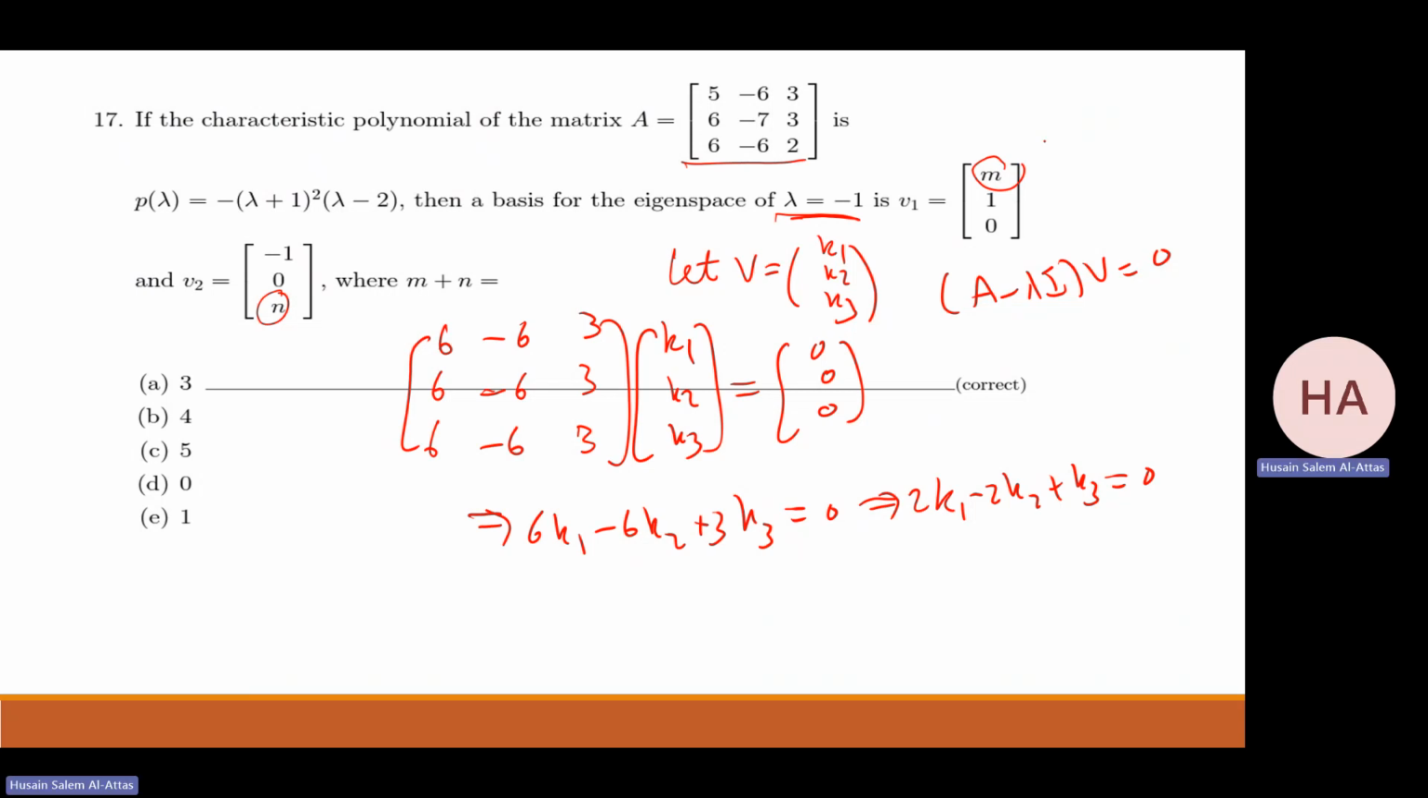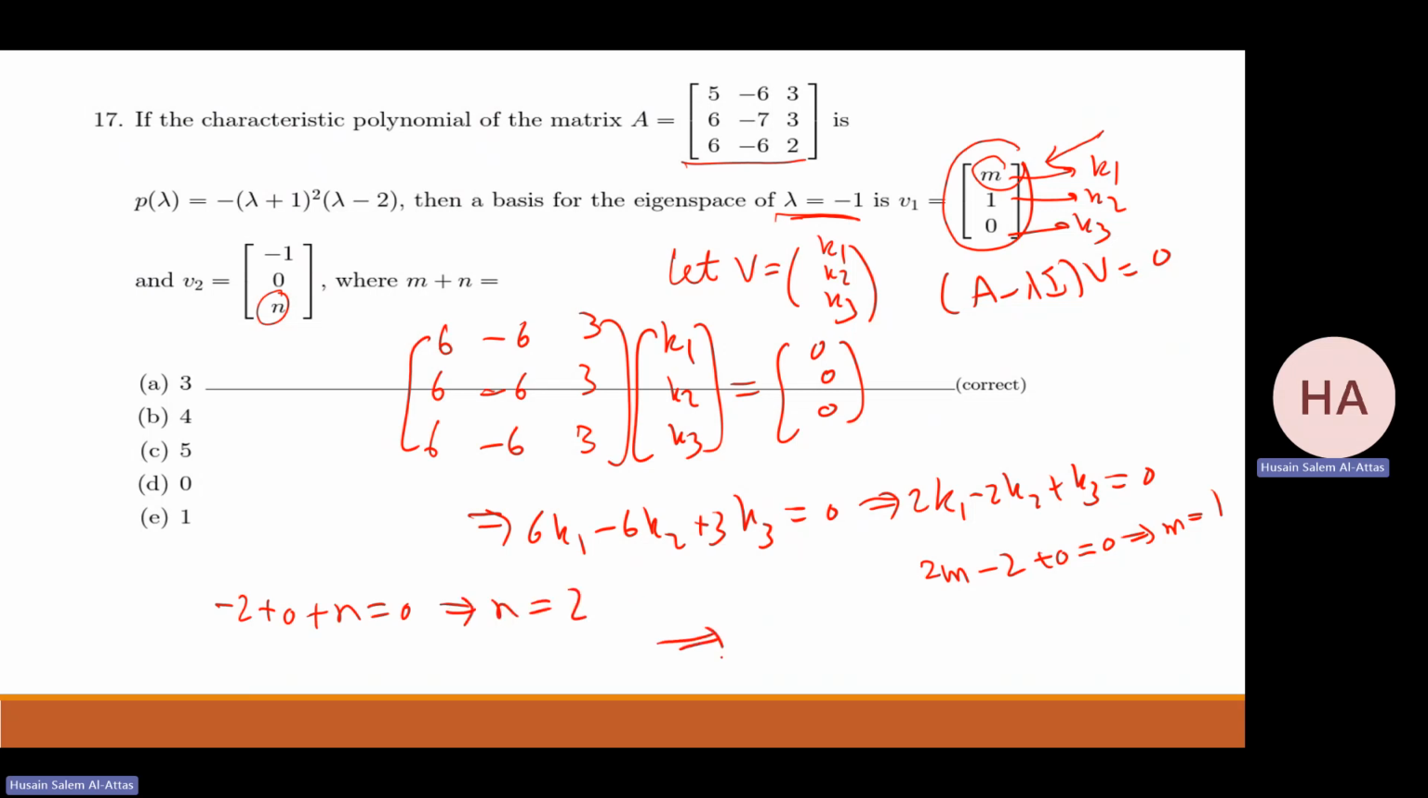And then to get m and n, now substitute this. This is k1, this is k2, this is k3, and see what will happen. I have 2m minus 2 plus 0 equals 0. So m equal 1. The same thing here: I have minus 2 minus 2, this is 0 plus n equals 0. So n equal 2. So what is m plus n? That is 1 plus 2, which is 3. Yeah, that will do it.